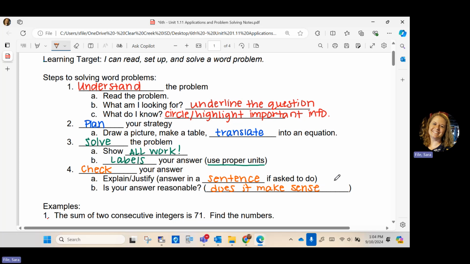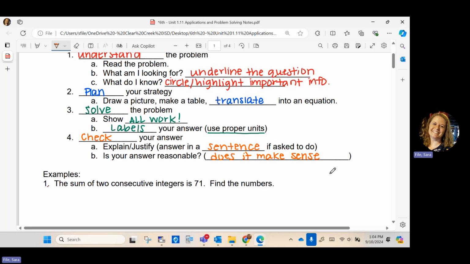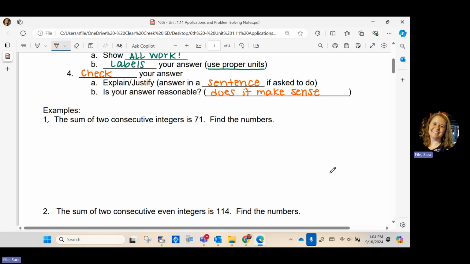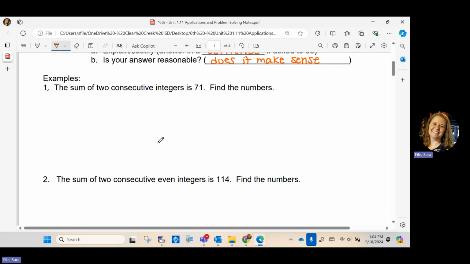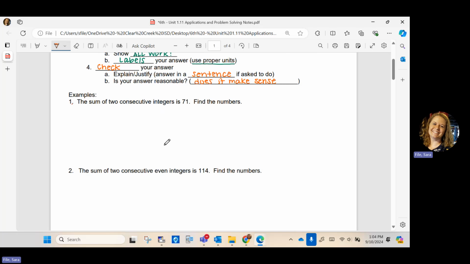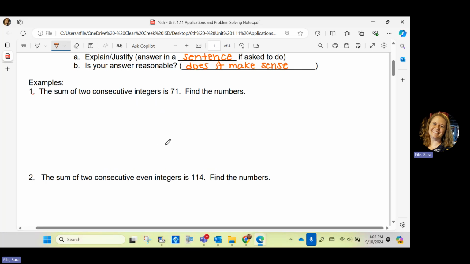Okay, so the word problems we're going to look at on the front are a little more generic. There's no units. We're just looking for numbers. They're describing a relationship between numbers, and we're going to figure out what those numbers are. And then on the back, they're going to get a little more complex, and there's going to be units and things like that. Okay, so on the front, for example 1, it says the sum of 2 consecutive integers is 71. Find the numbers.